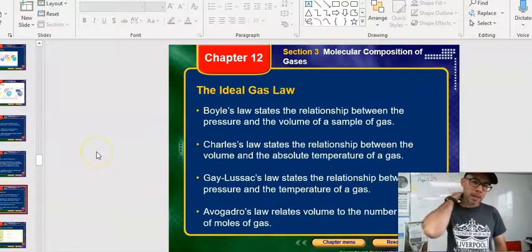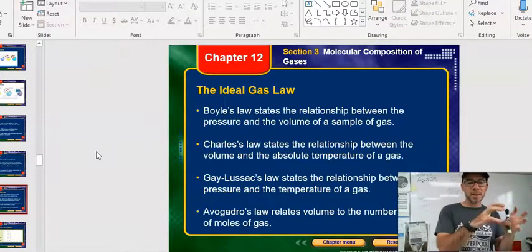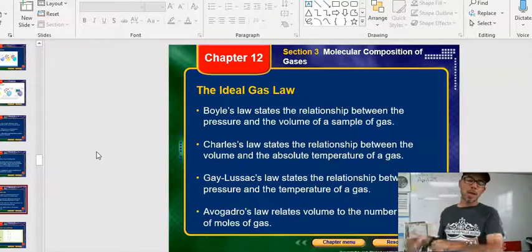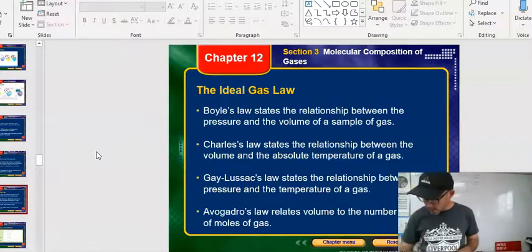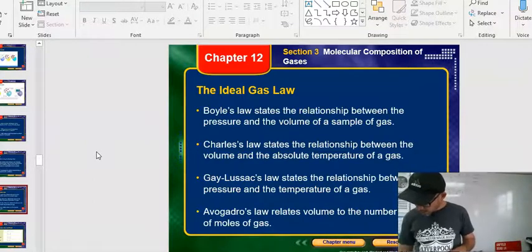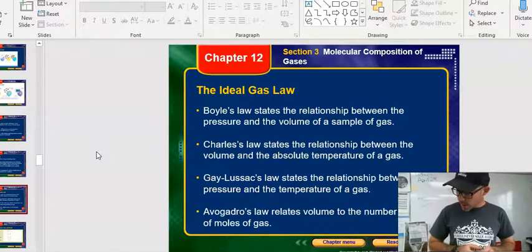Okay, ideal gas law. We had all those bits and pieces of rules in the last episode. Boyle's law, giving us the relationship between pressure and volume of a sample of gas. And the rule was that P1V1 equals P2V2, that the product of these things is a constant. We have Charles's law, which shows the ratio of these things is constant.